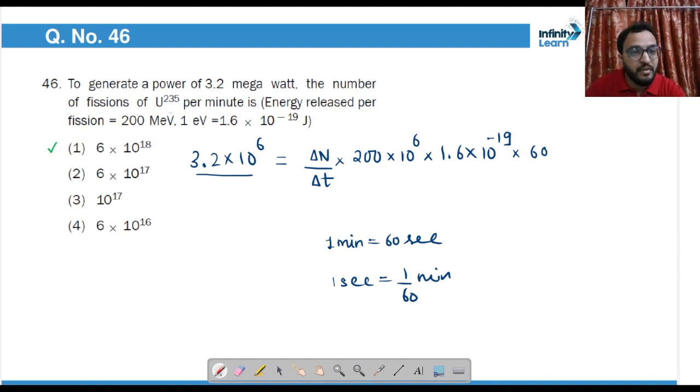What is the number of fissions per minute, if the energy released in a single fission is this? Absolutely correct. Okay.